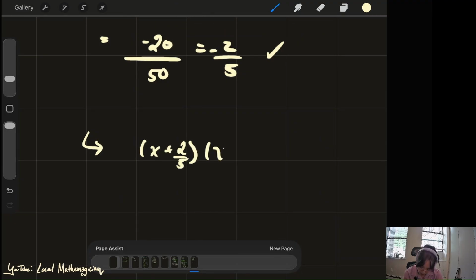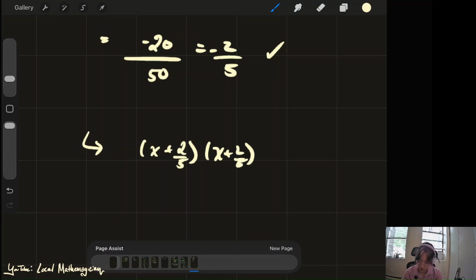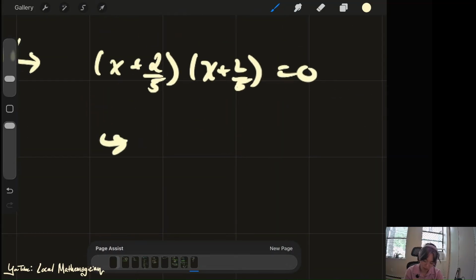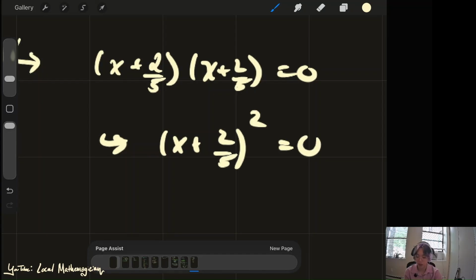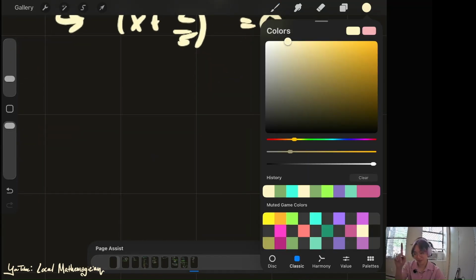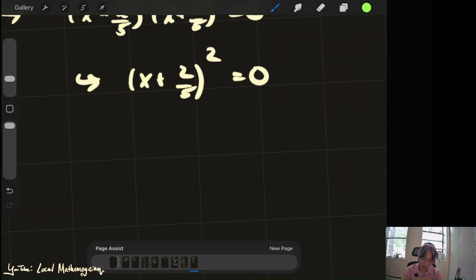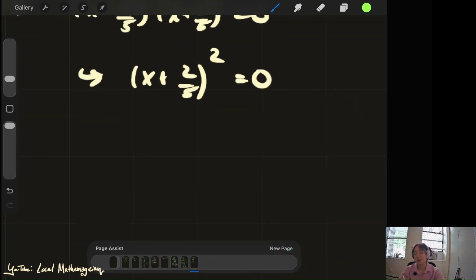Because it's both factors, x plus 2/5 equals 0. It's the same as saying x plus 2/5 squared equals 0. But Amanda, hold up, calm down. 2/5 squared is 4 over 25. I'm so glad you pointed that out because here's a bit of magic for you. If you confuse easily, feel free to skip this section.